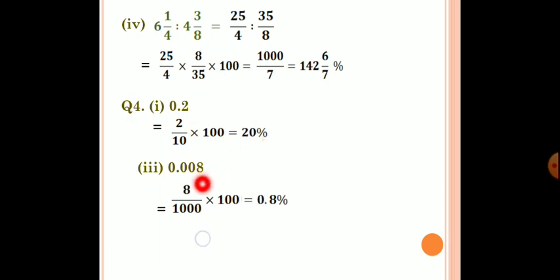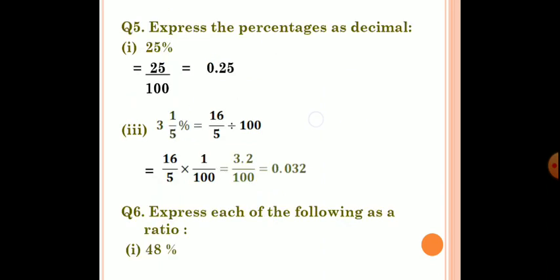Similarly, the third part is 0.008. So we can write this 0.008 as 8 by 1000. Then multiply this fraction by 100. So we'll have 8 by 10 left, which can be written as 0.8%.